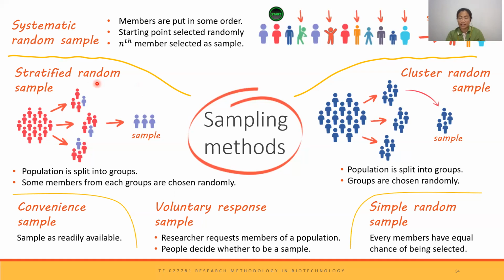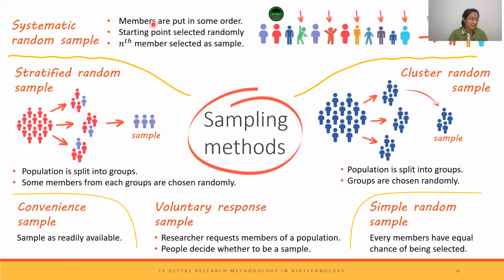Unlike the stratified random sample, where the population is split into groups and then representatives or some members are chosen from each group and become samples. So that is the difference between the stratified and cluster random sample.